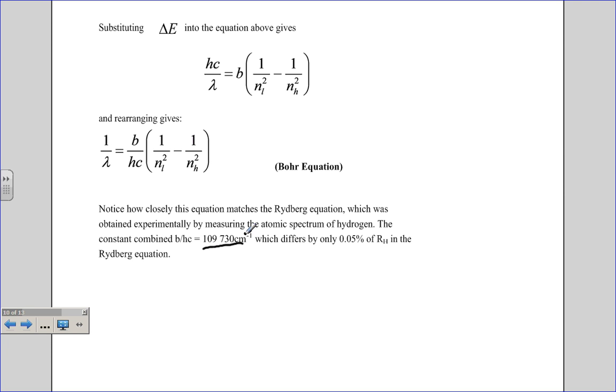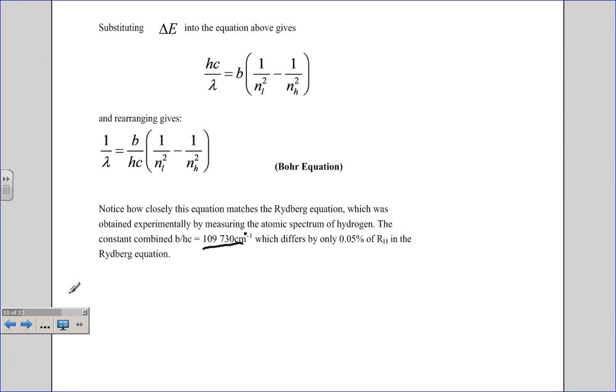Now, if you look back to the Rydberg equation, it is the exact same relationship. The only difference between the two is the constant. Rydberg determined his constant experimentally to be 109,678, and Bohr derived his constant using the principles of physics, 109,730. The difference between these two values is 0.05%, which is pretty great if you think about how they approached it from two different directions. The fact that they're getting a very similar value is really encouraging.